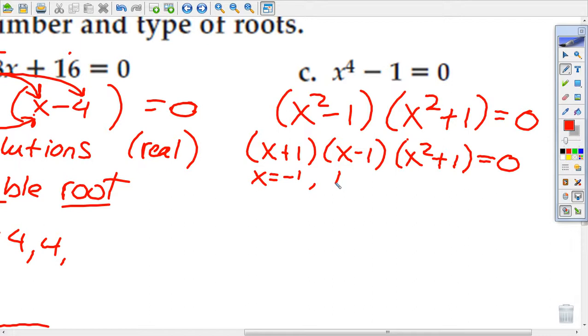Well, we'll use the zero product property and find out. I know that x squared plus 1 equals 0. How do I solve for x? Subtract the 1. What do you do now?